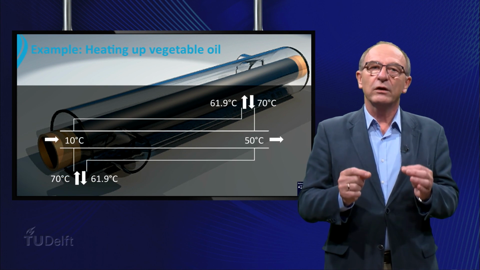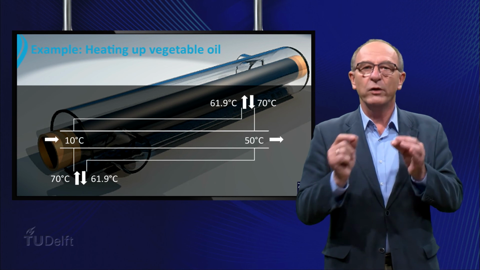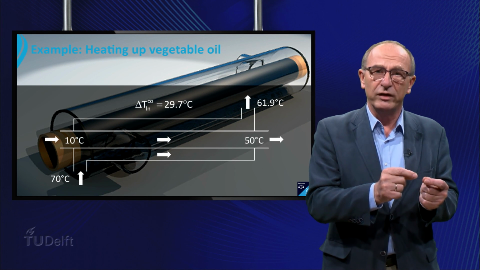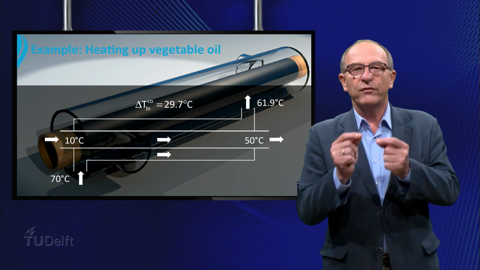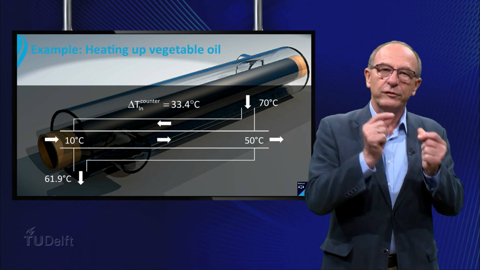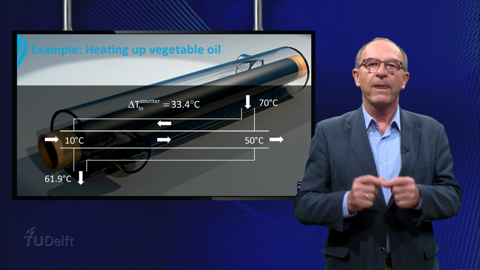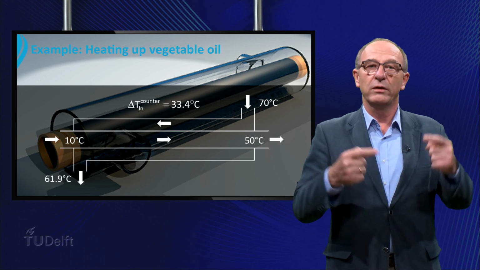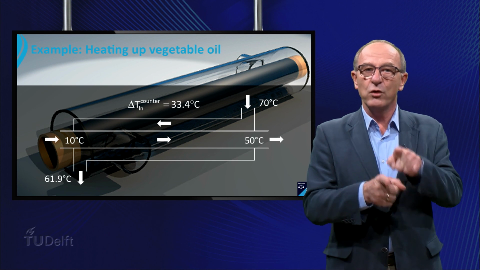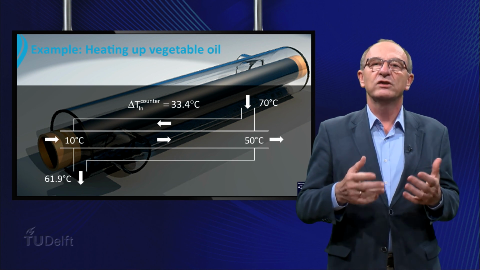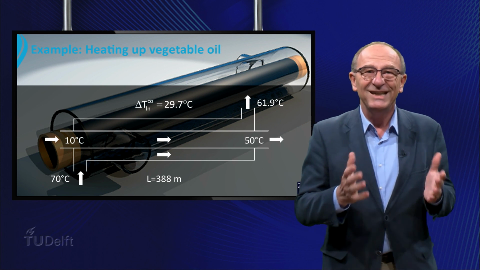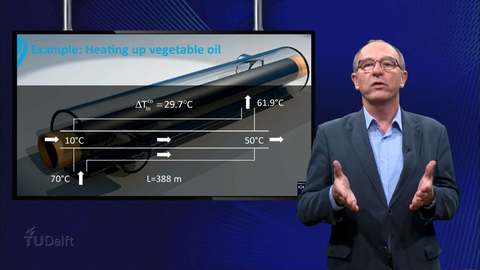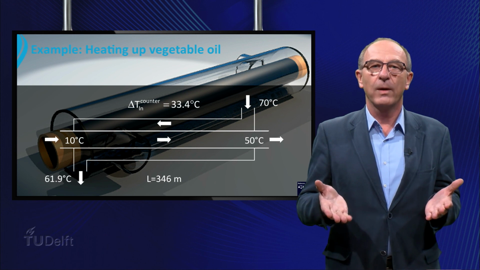Subsequently, we calculate the logarithmic temperature difference for both situations. For the co-current flow, ΔT_LN becomes 29.7, and for counter-current flow, 33.4 degrees Celsius. The temperature difference immediately shows that the counter-current one is more effective than the co-current one. Finally, it shows that we need 388 meters to heat up the oil co-currently and 346 meters for counter-current flow.